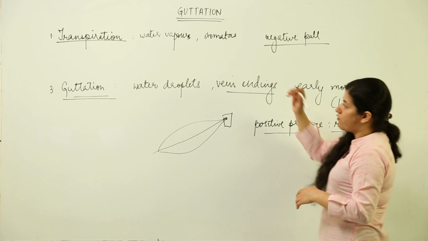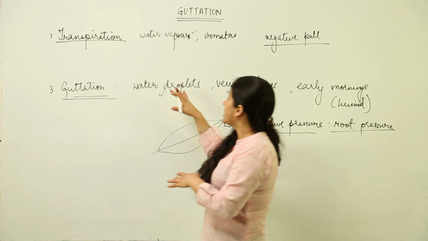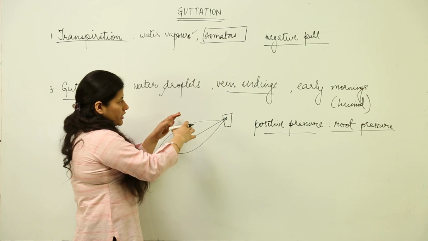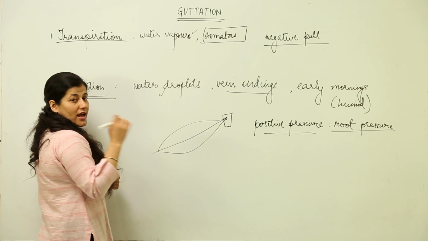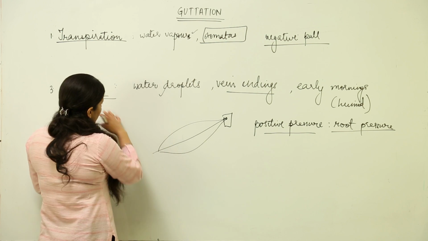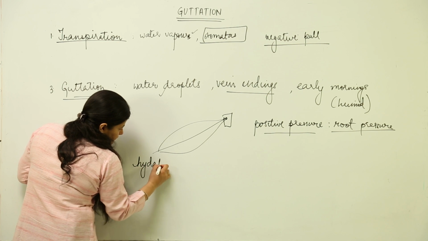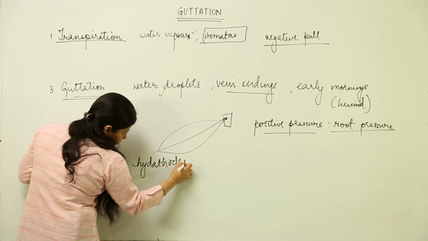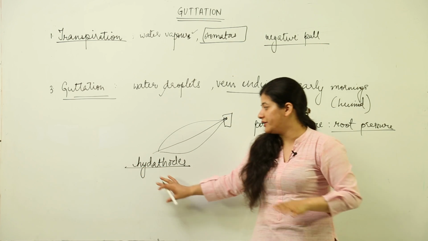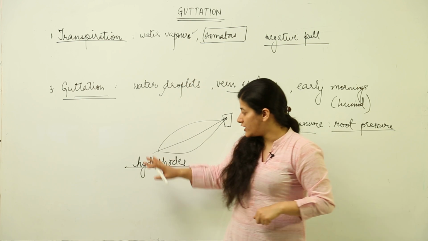Third thing is that we have water vapors over here, then we have water droplets. Like in the case of transpiration, we had stomatal pores. Over here, in the case of guttation, the pore that is responsible for exudation of the water droplet is known as hydathode. So we have hydathodes, as is in the case of stomata. While transpiration has stomata, guttation has hydathodes.